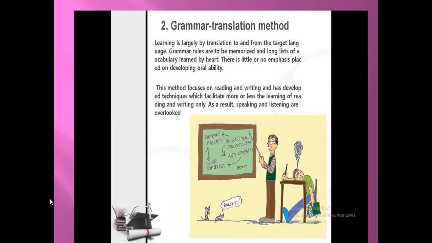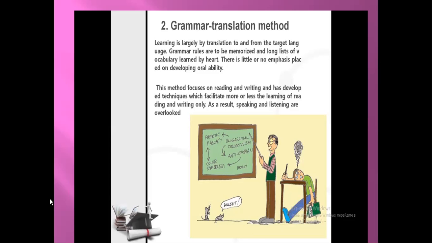The second is the grammar translation method. Learning is largely by translation to and from the target language. Grammar rules are to be memorized and long lists of vocabulary learned by heart. There is little or no emphasis placed on developing oral ability.